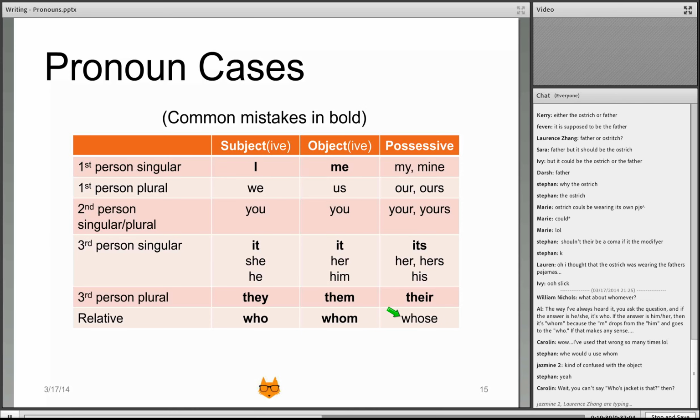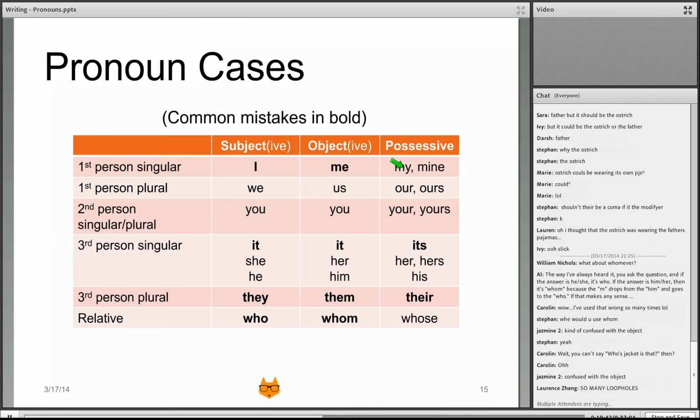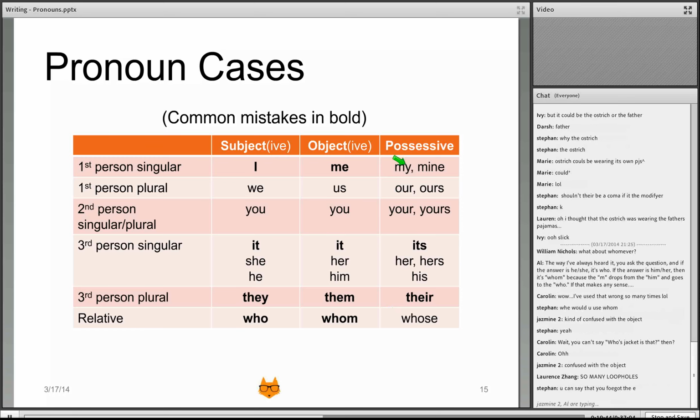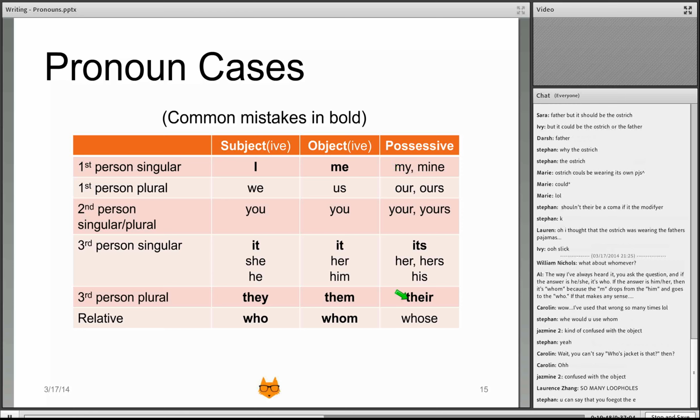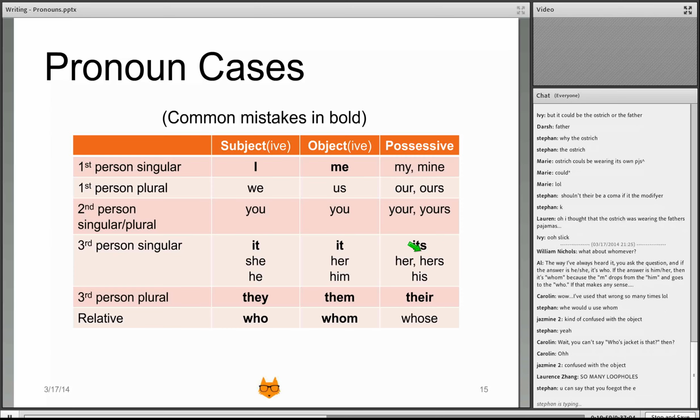A good rule to remember is that possessive pronouns never use apostrophes. Look down this column right here, and you'll see that none of these possessives use an apostrophe, even though many of them end in S's. Yours, ours, hers, his, whose, its. None of them have an apostrophe, and when you write, you wouldn't use an apostrophe either. Possessive pronouns do not have apostrophes.